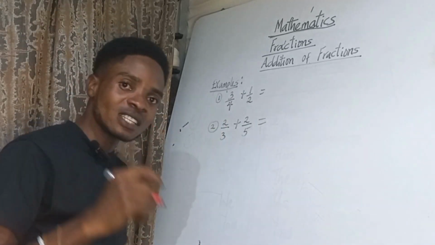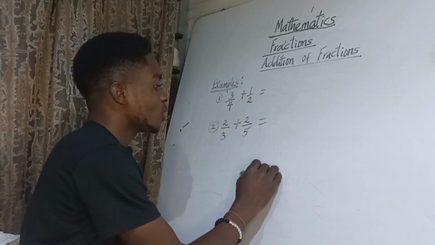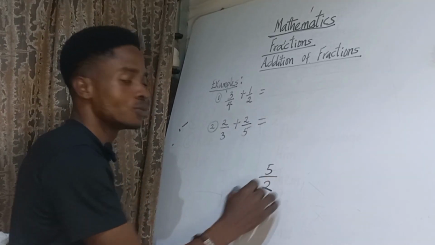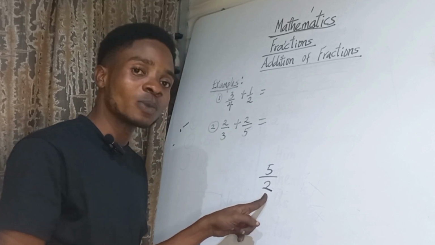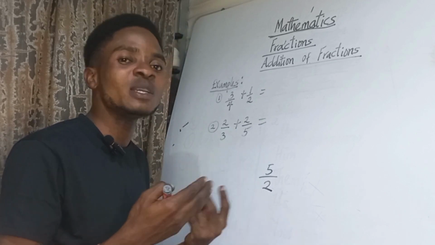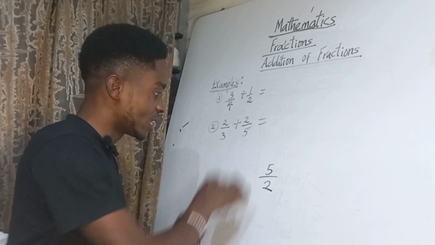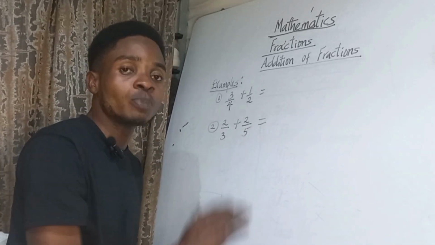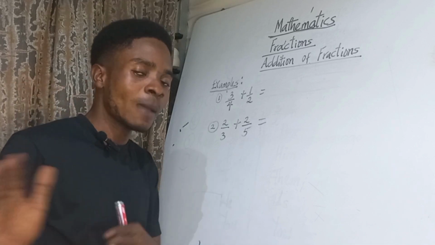So let me give you an example of an improper fraction. Imagine a situation where you have 5 over 2. The smaller one is down here, carrying the bigger one. It is improper, and that is why it is called an improper fraction. Do you get it now? So that's just the difference between proper and improper fractions. We'll still talk about mixed fractions, but not today.